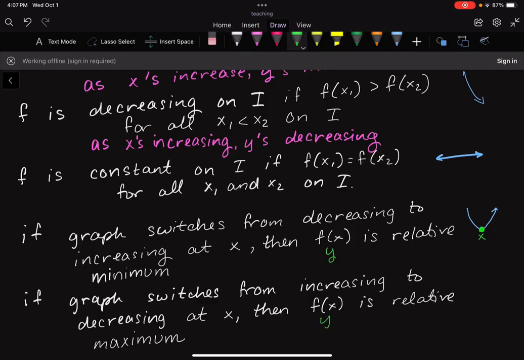Again, remember f of x is just a y. So what's going to happen here is we're going up, up, up, up, up. Oh, and then at some point we start going down, down, down, down, down. It's that x value, wherever that change happened, that's our maximum point for our graph. But remember, it is the y value, not necessarily the x value, that is the actual max or min.